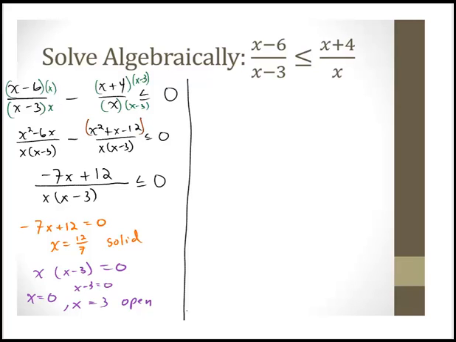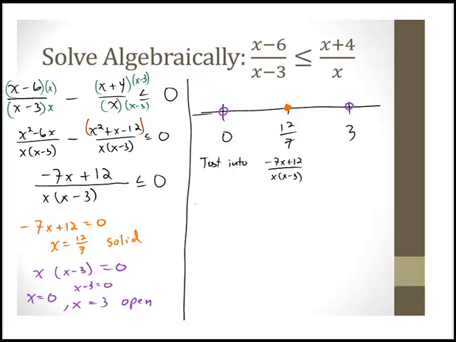Now 12 over 7 is 1 and 5/7. So between 1 and 2. So on my number line, I would put 0 here. Let's put 12 over 7 here, and 3 here. So I have to test 4 intervals. Let me remember to put my solid and open points down. I have a solid point at 12/7, and open points at 0 and 3. I will test into negative 7x plus 12 over x times x minus 3.